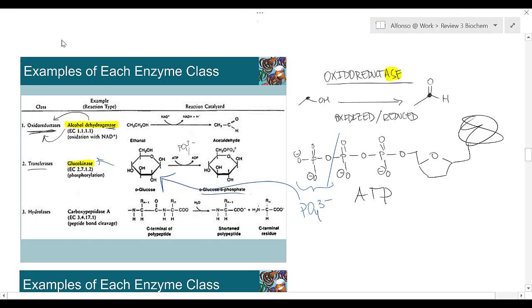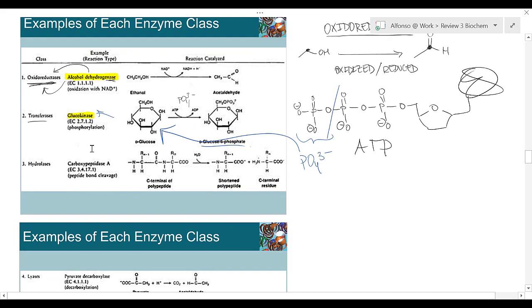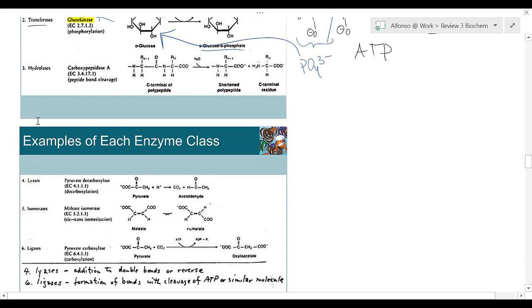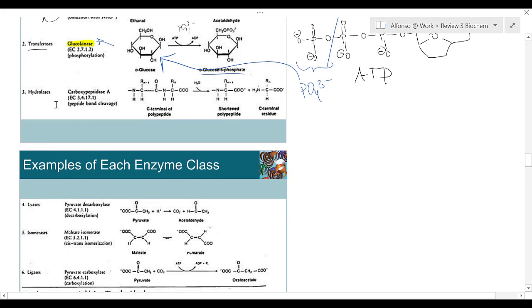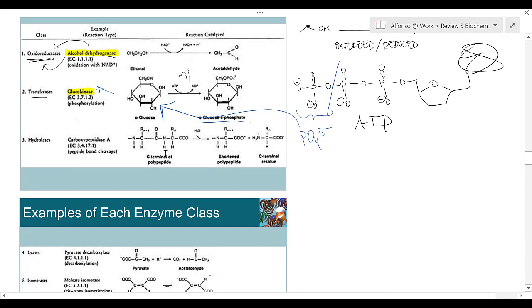Okay, so we are going to move forward, and we're going to try to answer some of these questions. Well, before that, let's just look at hydrolases. So here we have a polypeptide, and as you'll see here, water is introduced and it creates a shortened polypeptide and a C-terminal residue.